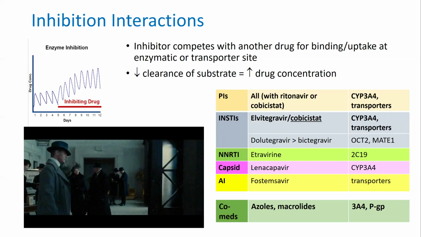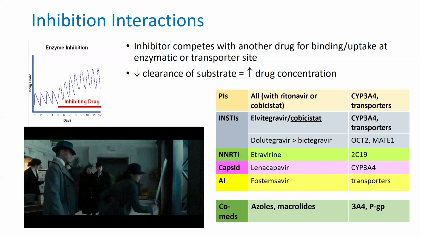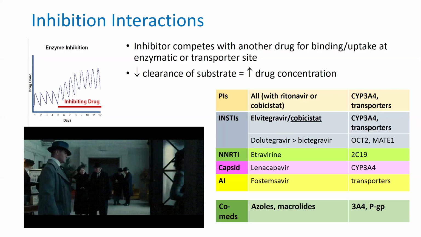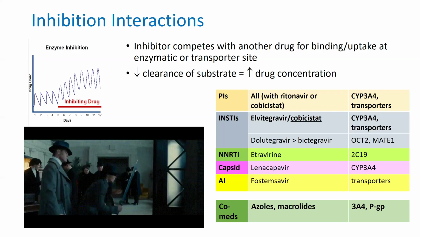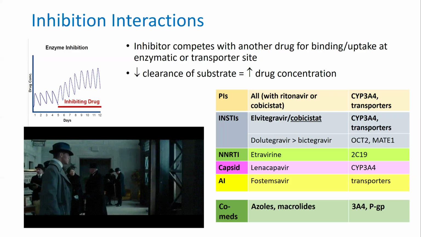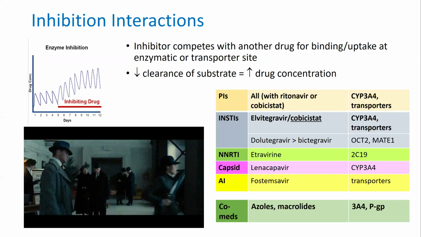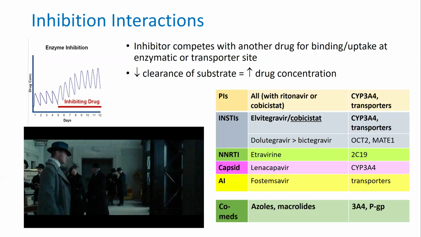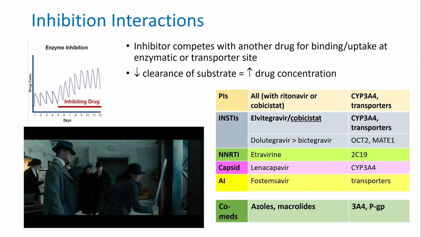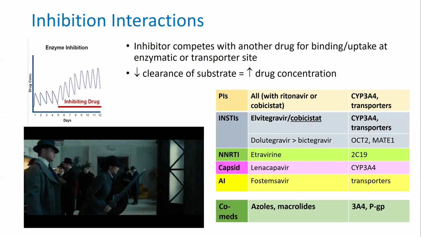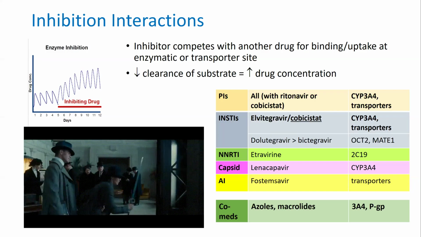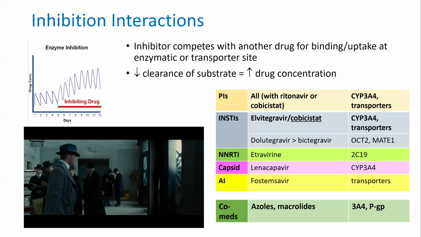Perpetrators of inhibition interactions include all protease inhibitors and boosted regimens. Some integrase inhibitors and fostemsavir can inhibit certain transporters, and lenacapavir is a moderate CYP3A4 inhibitor. Common co-medication inhibition perpetrators include azole antifungals and macrolides, which can be strong inhibitors of CYP3A4 or P-glycoprotein.